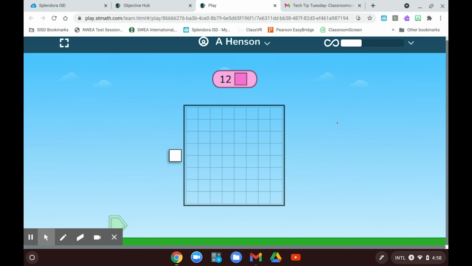So we do a couple problems together, and then eventually I let the kids lead it and help Miss Henson figure out what the two factors are that would give us a product of 12. So not only is STMath generated for the kids to use, but we can also incorporate this into our lessons. I just thought I'd share that with you today.